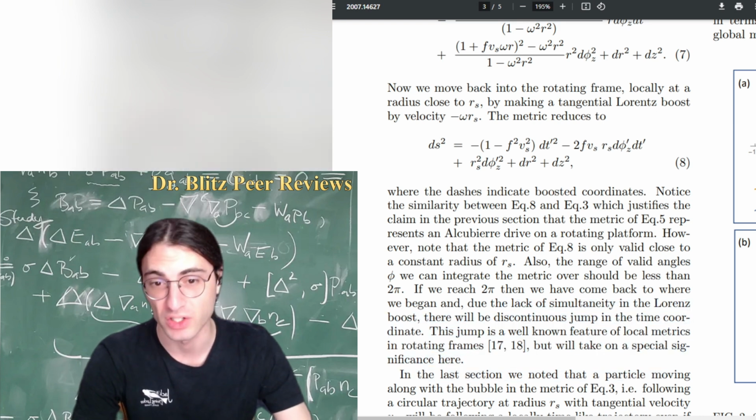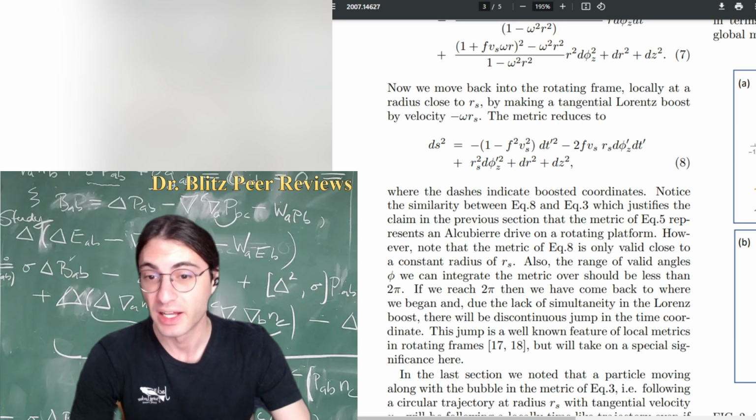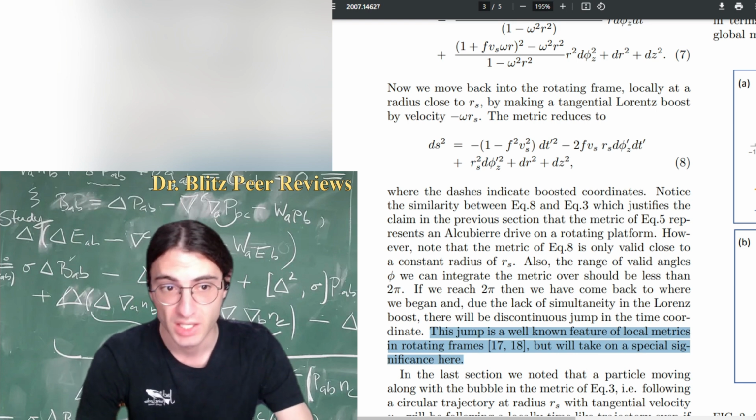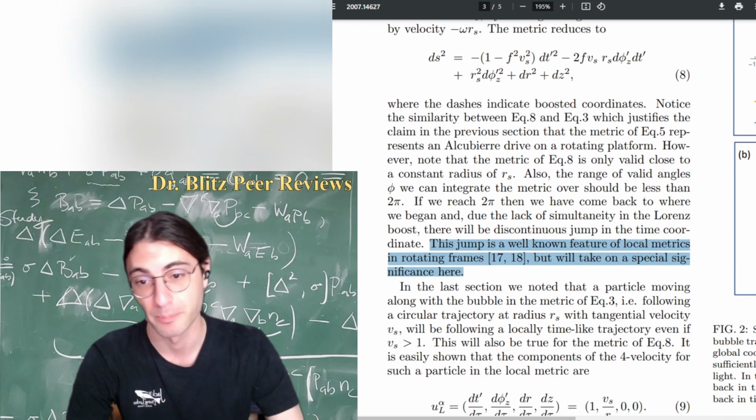Okay, so they actually do mention... Actually, apparently this is important. They say, this jump is a well-known feature of local metrics in rotating frames, but will take on special significance here. So apparently the jump is actually important. So we'll see what they have to say about that.